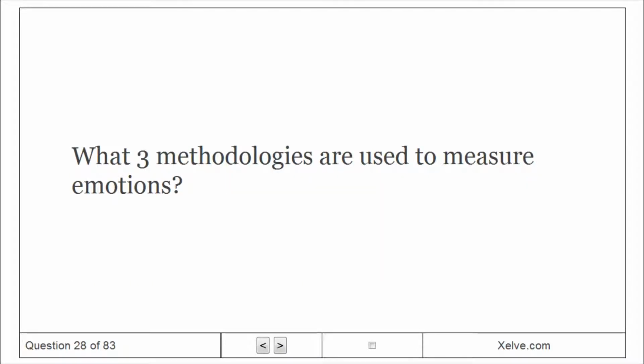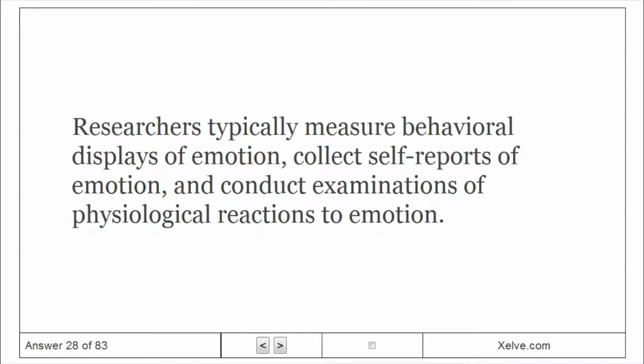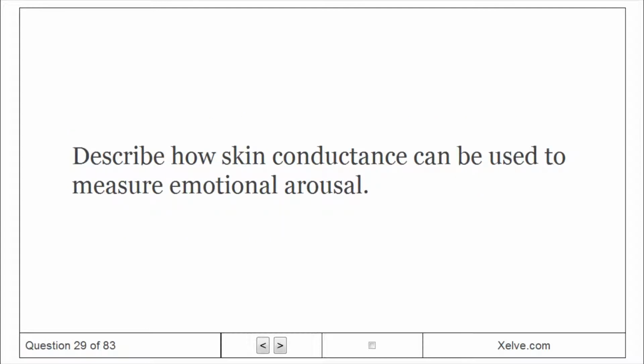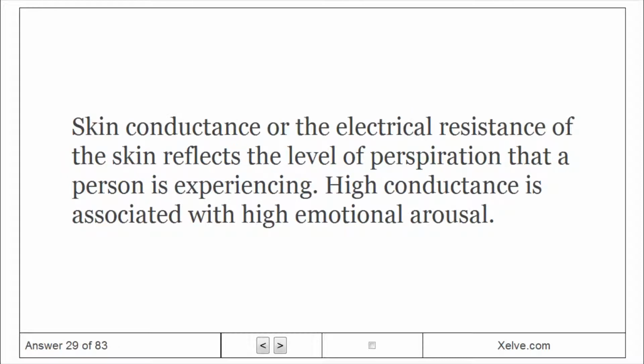What three methodologies are used to measure emotions? Researchers typically measure behavioral displays of emotion, collect self-reports of emotion, and conduct examinations of physiological reactions to emotion. Describe how skin conductance can be used to measure emotional arousal. Skin conductance is the electrical resistance of the skin, which reflects the level of perspiration that a person is experiencing. High conductance is associated with high emotional arousal.